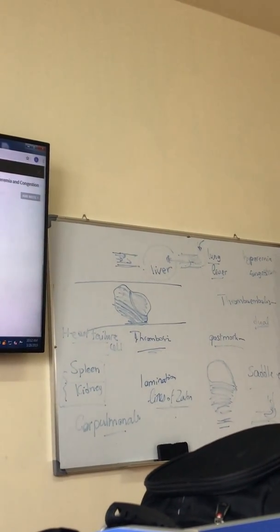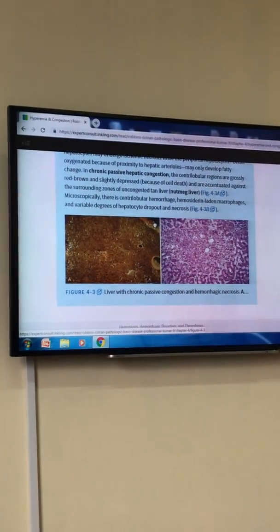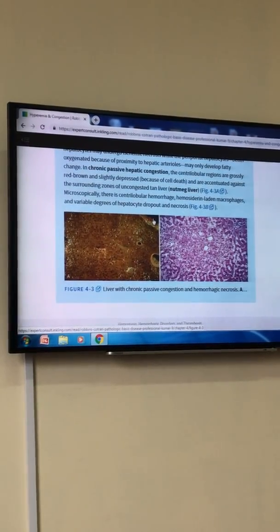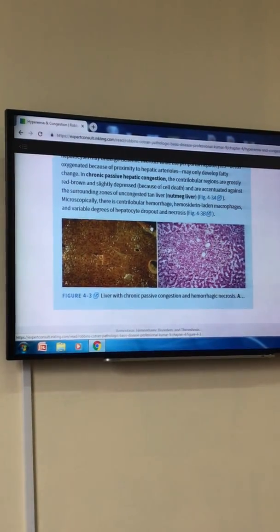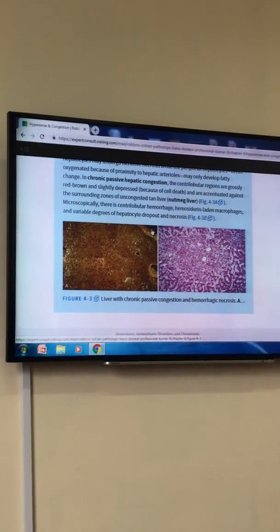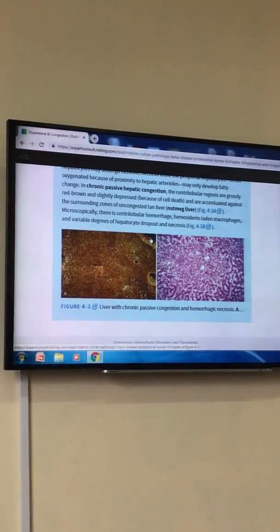So nutmeg liver is in chronic passive congestion of liver, and right heart failure is the common cause, and heart failure cells in alveolar spaces of lung are due to left heart failure.